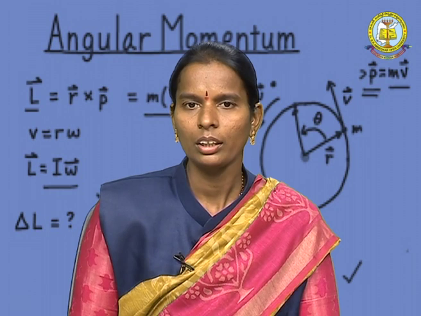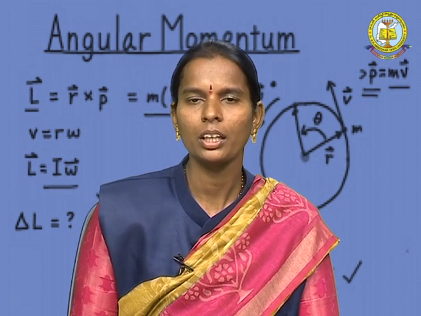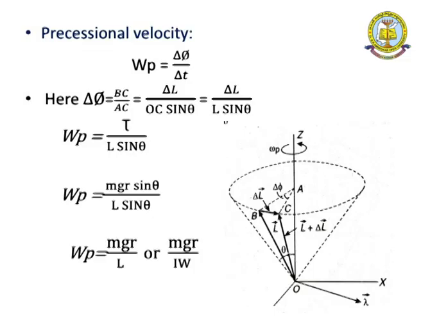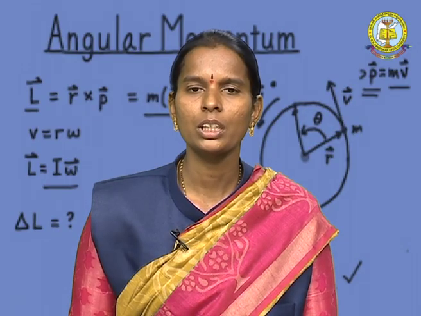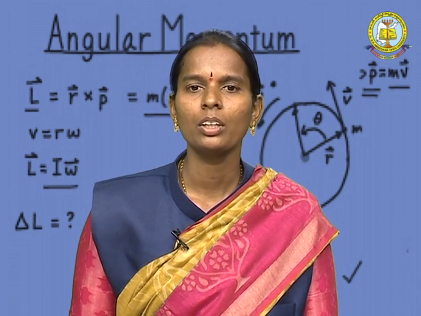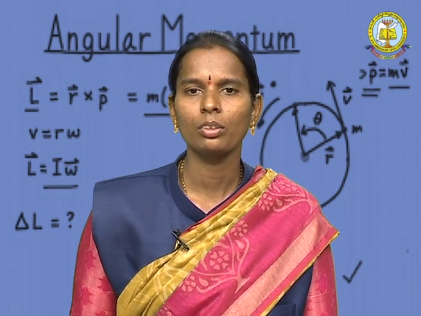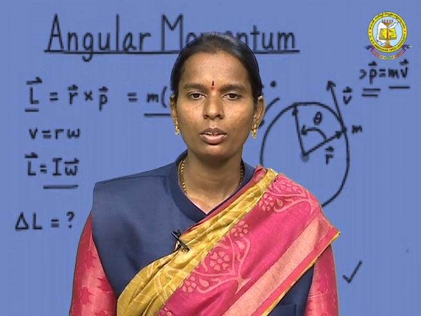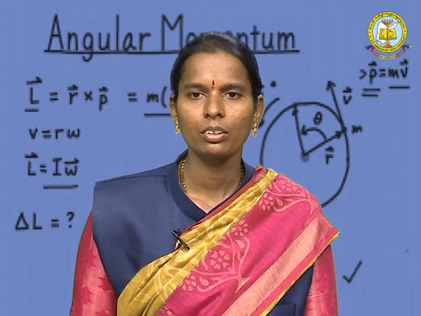This is the symmetric top and precessional motion. Precessional velocity omega p is equal to mg r by L. Precessional velocity is proportional to the position vector and inversely proportional to the angular momentum. The precessional velocity is the rotation about the OZ axis.